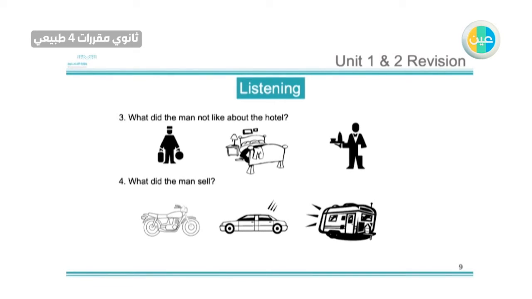So there's one that he said it wasn't very nice, which is the room service. He didn't like that. Number 4, what did the man sell? So he sold something from these, either his motorbike or a car or caravan. Let's hear it.